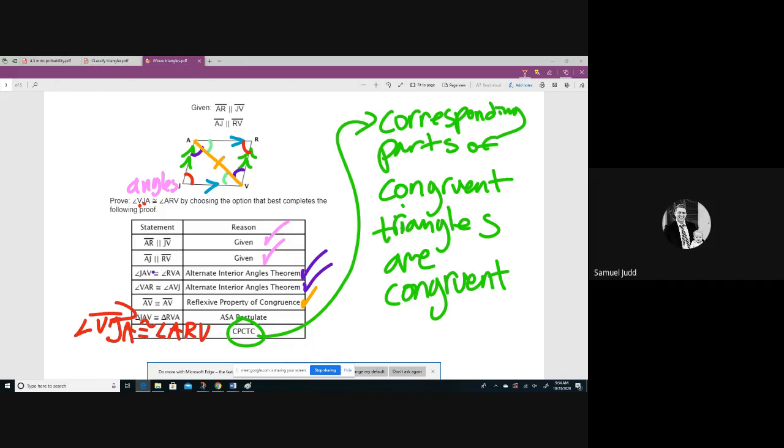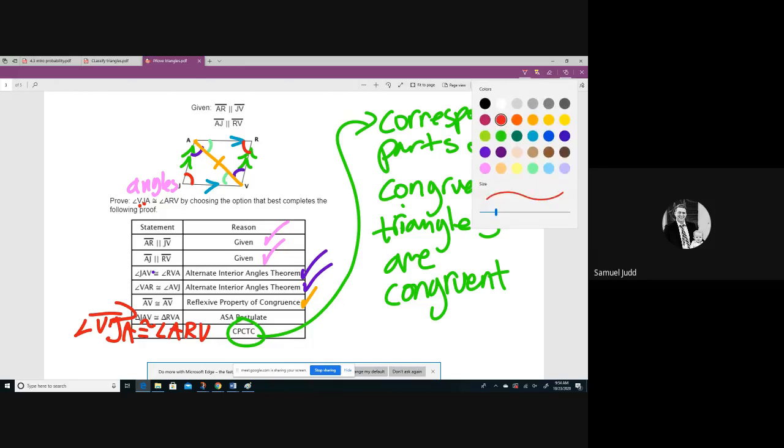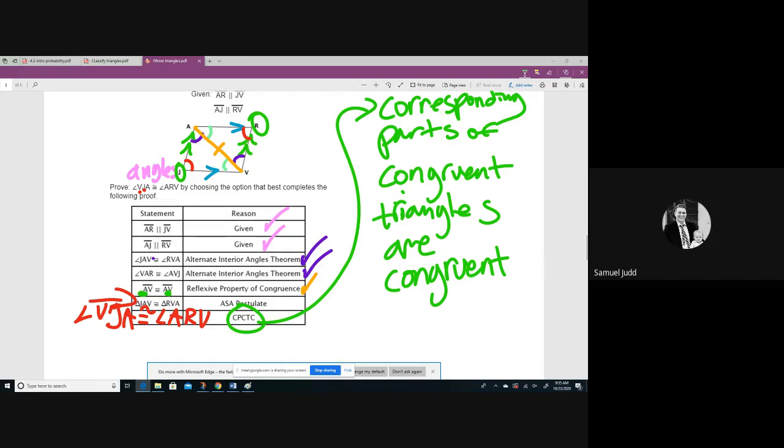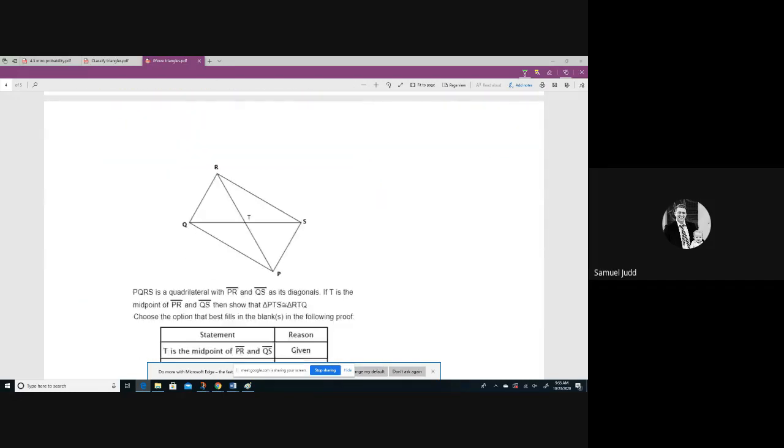And some of you might be wondering to yourselves, well, how do I know that those are corresponding? Well, those are centered at angles R and J, right? Notice how R and J are both the first letters listed in the congruent statement, which means those correspond to each other because you list them in order of correspondence. So if you prove them congruent, you know they're corresponding. Corresponding parts of congruent triangles are congruent.